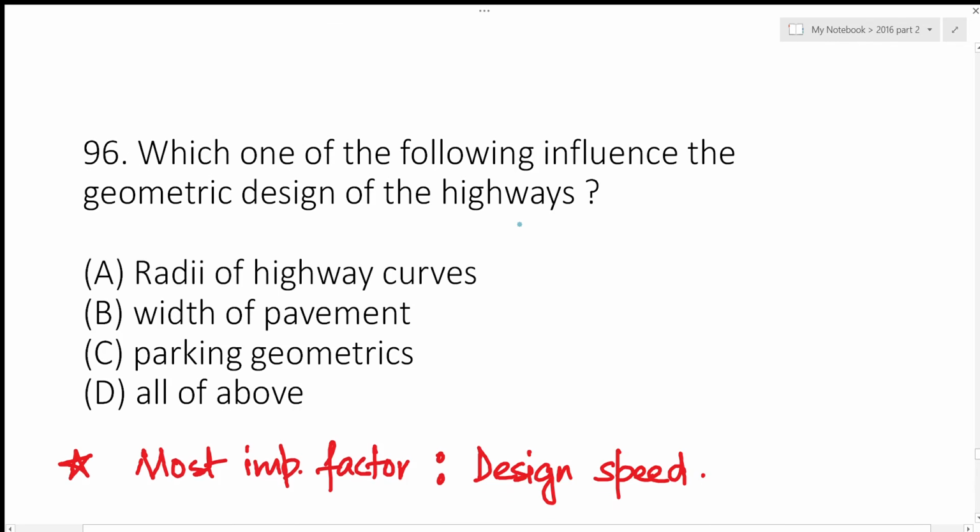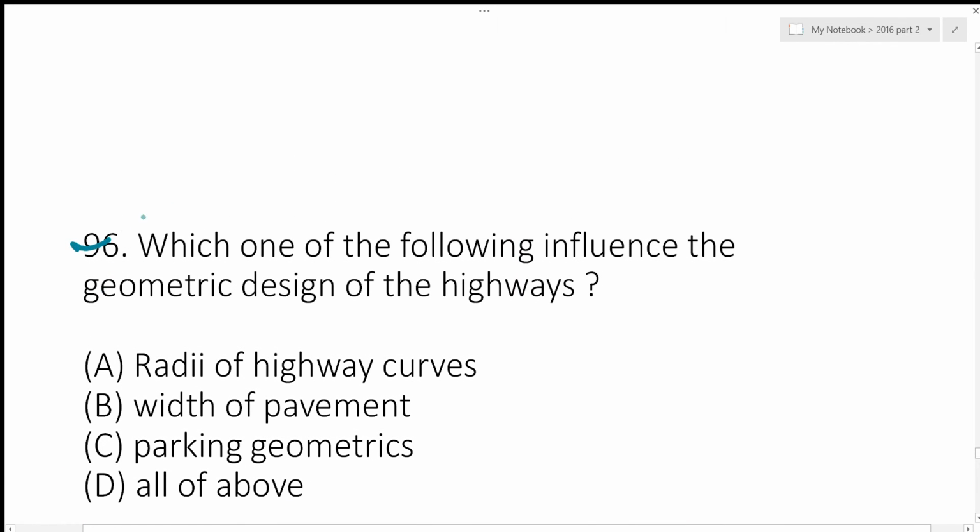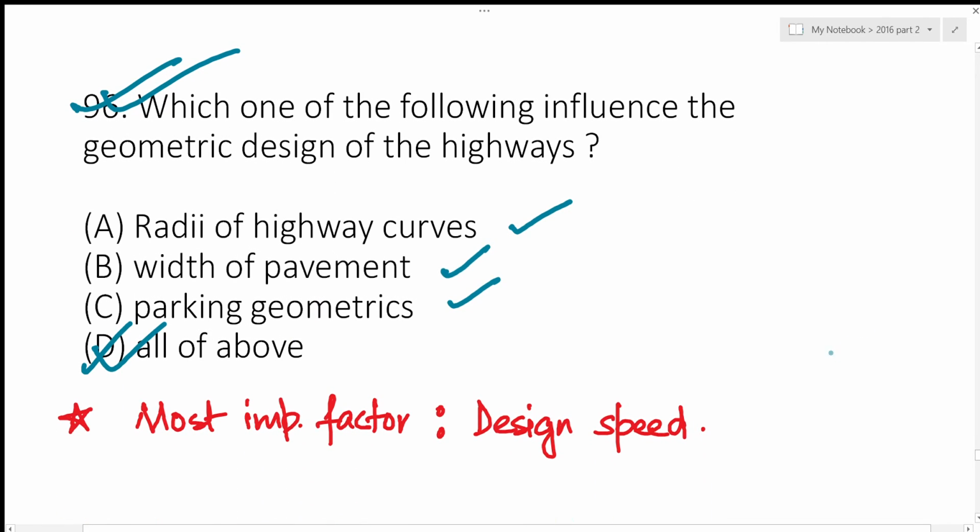The next question is, which one of the following influences the geometric design of highways? Now, it is dependent on the radius of highway curves, width of pavement, as well as parking geometrics. So all of the above would be the right answer. And the most important factor for geometric design is the design speed. Remember, the most important factor is the design speed.